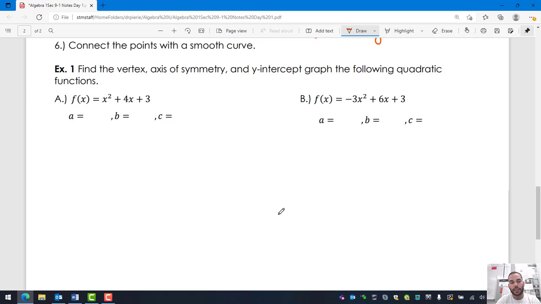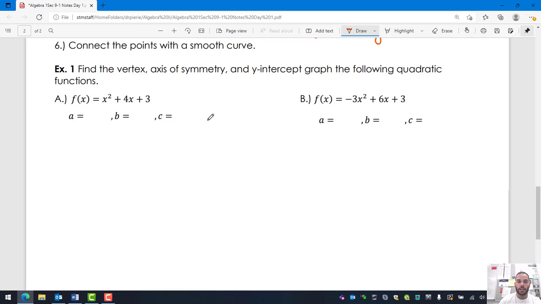So, for example, it says find the vertex, the axis of symmetry, and the y-intercept, and then graph the following quadratic functions. The first one we have here is f of x, another way to write y, equals x squared plus 4x plus 3. And we've got these nice little spaces here.